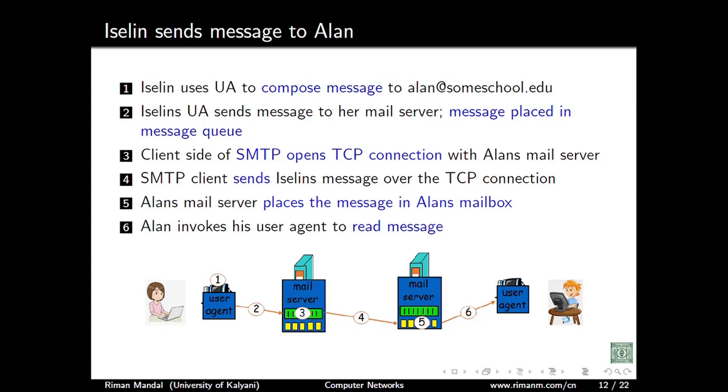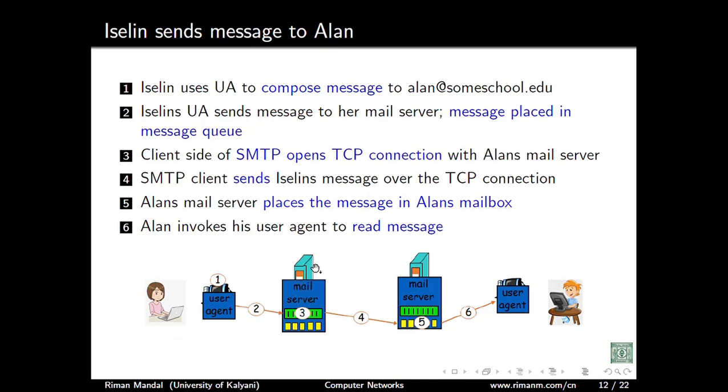So here is a scenario where Islin is trying to send a message to Ellen. These 6 steps are to be followed by Islin to send an email to Ellen. Islin will use a user agent to compose a mail to, suppose, ellen at some school.edu. Then Islin's user agent will send the message to its mail server.